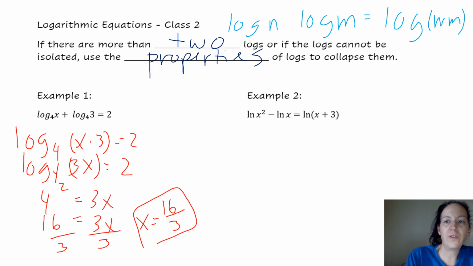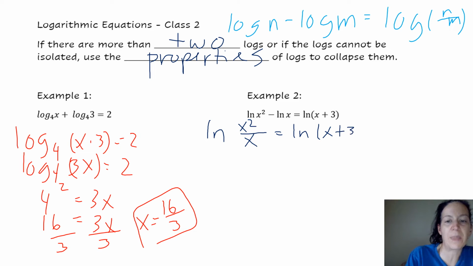Okay, if you have two logs that are subtracted, then that collapses into division. So you take the argument of the first and divide it by the argument of the second. So that's what we'll do here: the natural log of the argument of the first divided by the argument of the second equals the natural log of x plus 3.